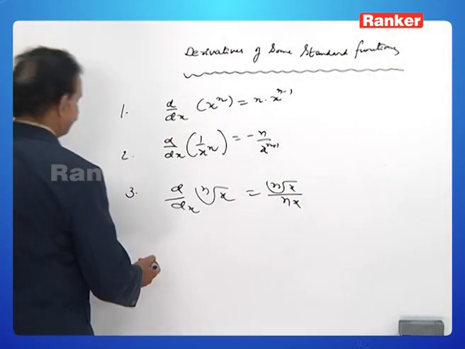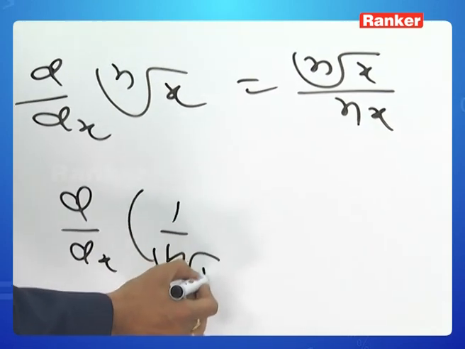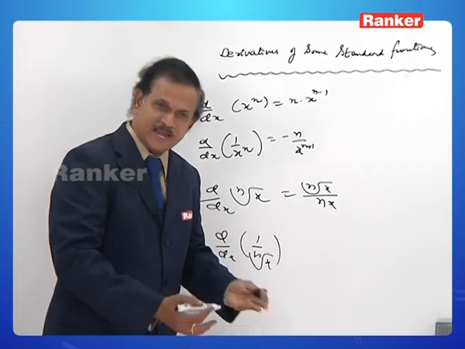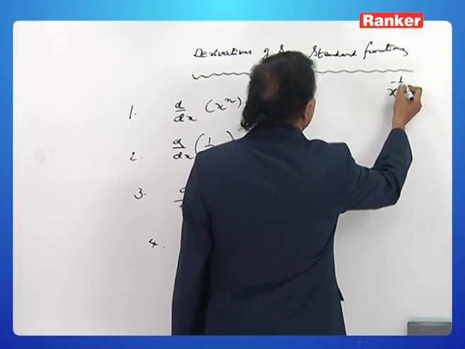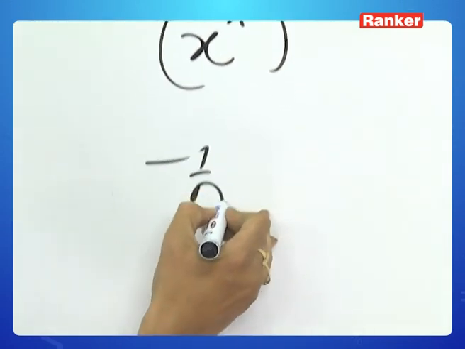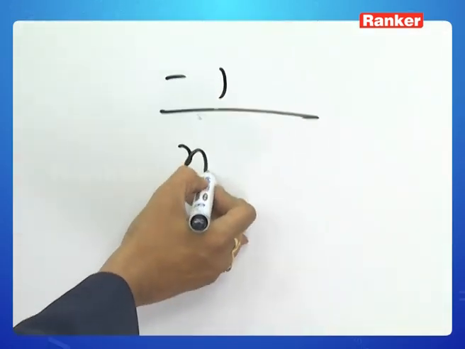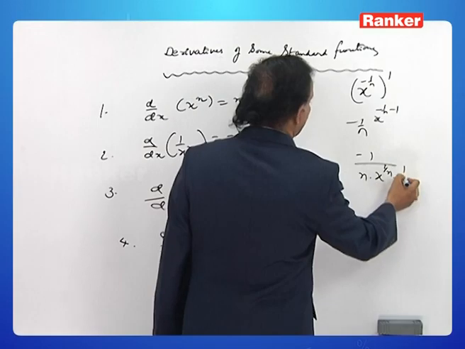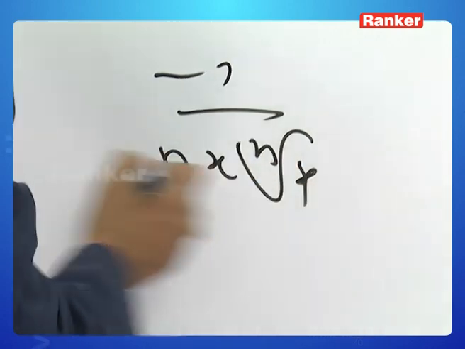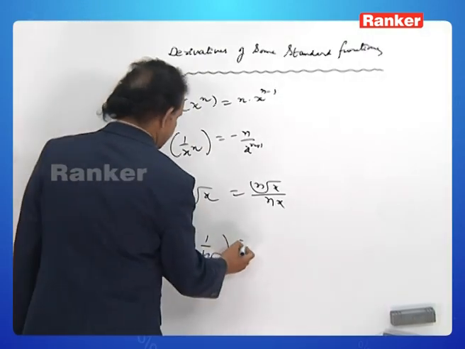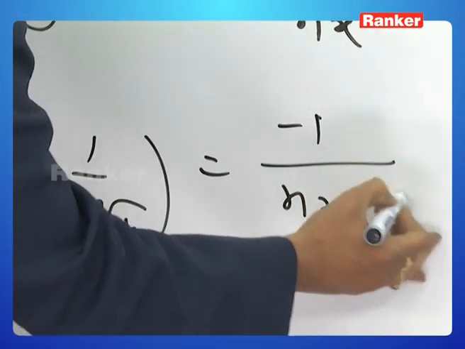Well done. Next one. Fourth formula. What is the derivative of 1 by nth root of x? Let us construct the same for the sake of ourselves. What is 1 by nth root of x? X power minus 1 by n. What is its derivative? Minus 1 by n into x power minus 1 by n minus 1. It's just nothing but minus 1 by n into x power 1 by n into x power 1. You can trace this as minus 1 by nx into nth root of x. So, the derivative of 1 by nth root of x is minus 1 by nx into nth root of x.